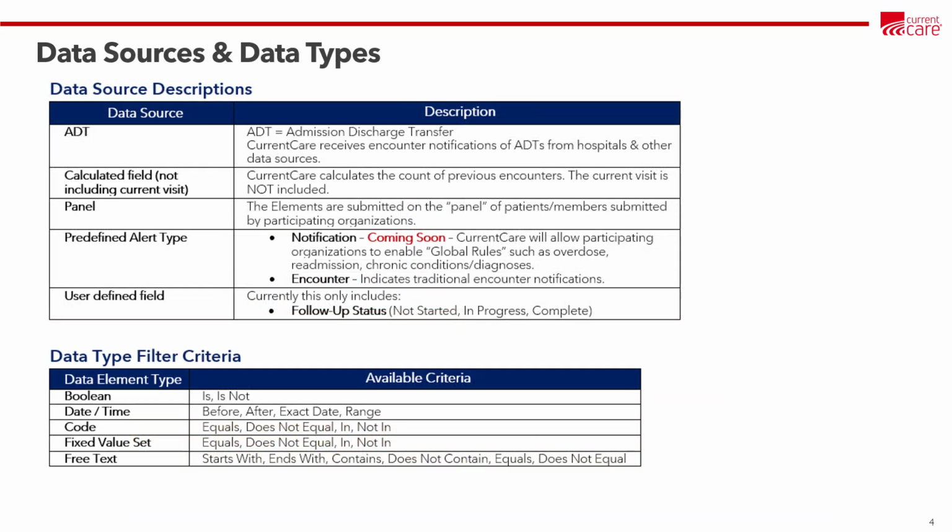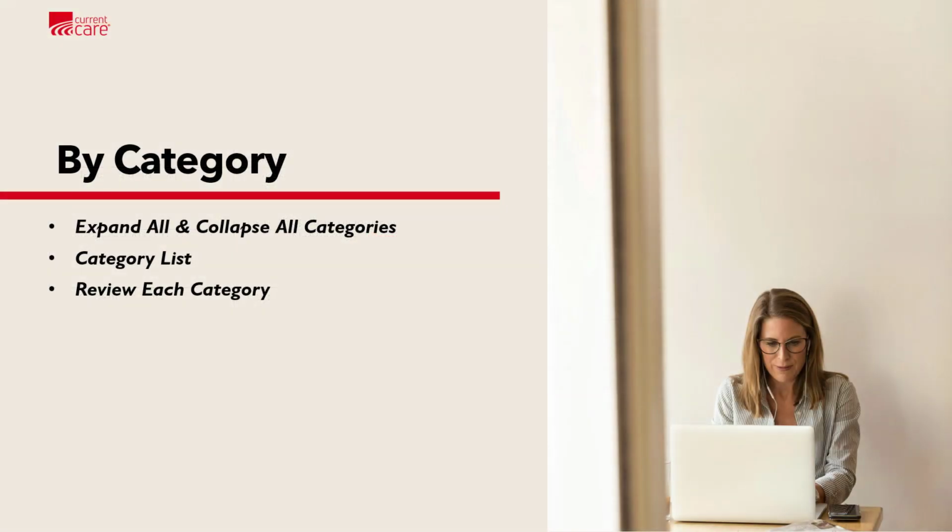The data source table shows where the data originates, including the ADT message from the hospital or other data source, and from your own organization's panel of patients. The data type table shows options for how each data type can be filtered. We'll show you how to expand all and collapse all categories, and we will review each category.